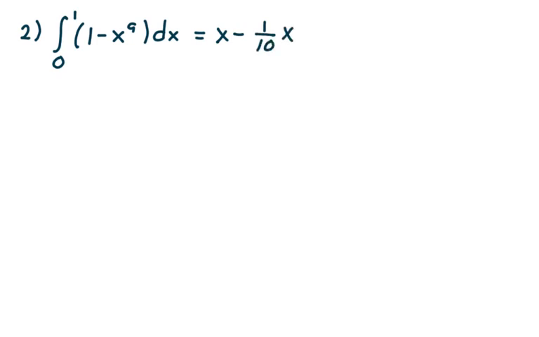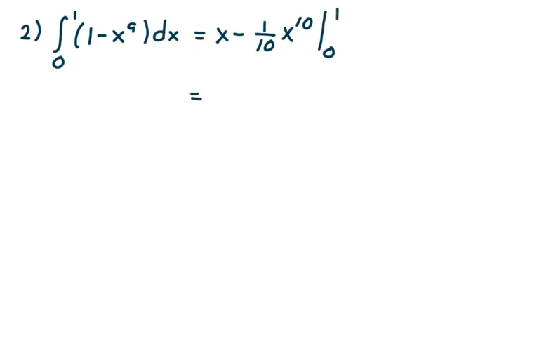Let's take a look at problem 2. Suppose we have the integral from 0 to 1 of 1 minus x to the 9th dx. This is x minus 1/10 x to the 10th evaluated from 0 to 1.